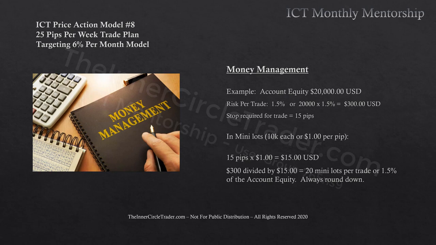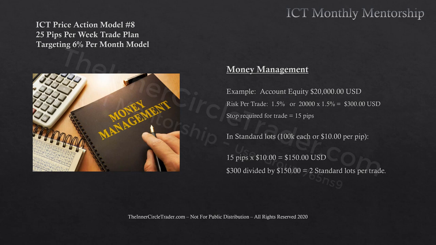Same scenario, but using mini lots now. Mini lots are 10K each of leverage, or $1 per pip. So 15 pip stop loss times $1 is 15 US dollars. $300, which is our total risk of 1.5% of 20,000, divided by $15 gives us 20 mini lots per trade, or 1.5% equity. Again, always round down.